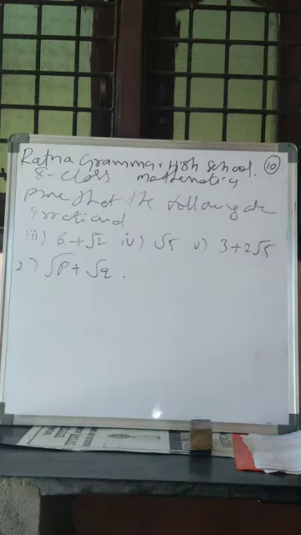So try this one. Prove that the following are irrational numbers. Third question in exercise 1.4: 6 plus root 2, next root 5, next 3 plus 2 root 5, and the second question root p plus root q. These use the same method. You can do it. If you have any doubts, ask me, I will clear them.